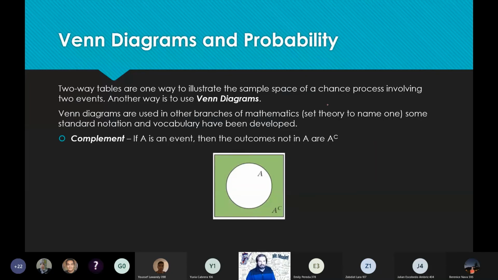All right, so in this case, the box here represents the sample space. A is our event. Everything outside of A is A complement. Does anyone need a moment to write this down or draw the picture?